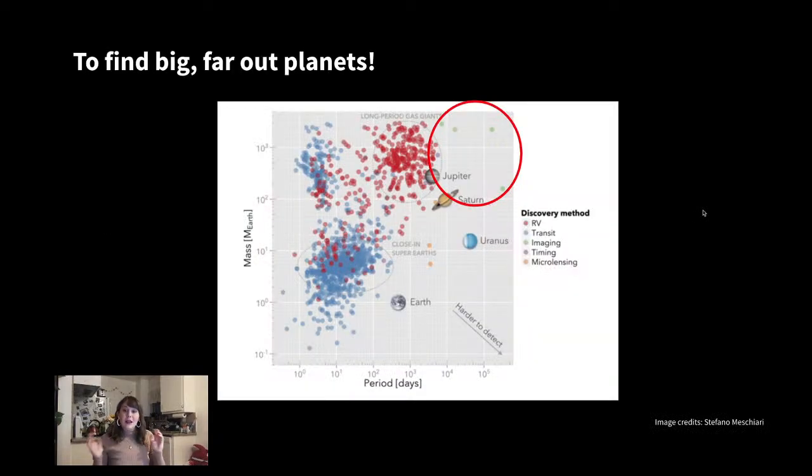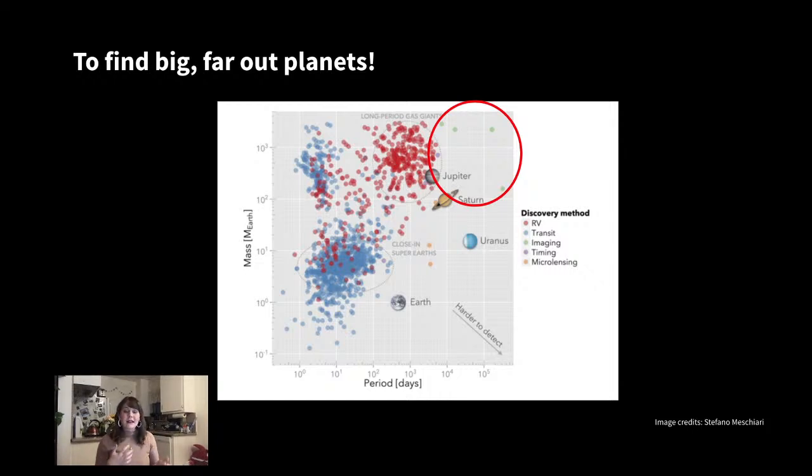If it's so hard, why do we want to do this in the first place? Like I said, we found a bunch of planets through other ways. So why is this worthwhile in the first place? Why is it worth the effort that it would take to do this? So first off, imaging planets can actually find bigger, far-out planets that those other techniques can't.